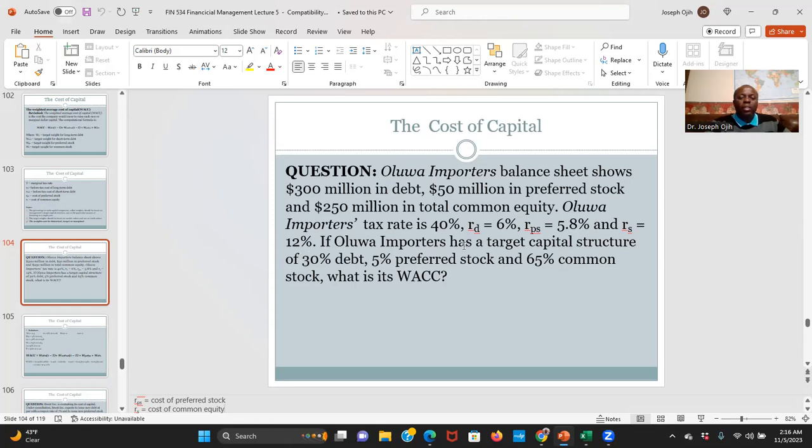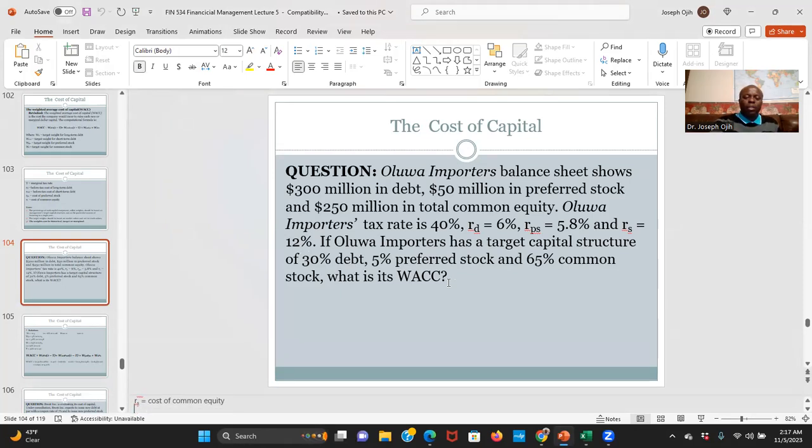Now, if Oluwa Importers has a target capital structure of 30% debt, 5% preferred stock, and 65% common stock, what is its weighted average cost of capital? I want you to notice here that they didn't mention short-term debt, which means that Oluwa Importers has no short-term debt. So I want you to have that in mind as we do this calculation.